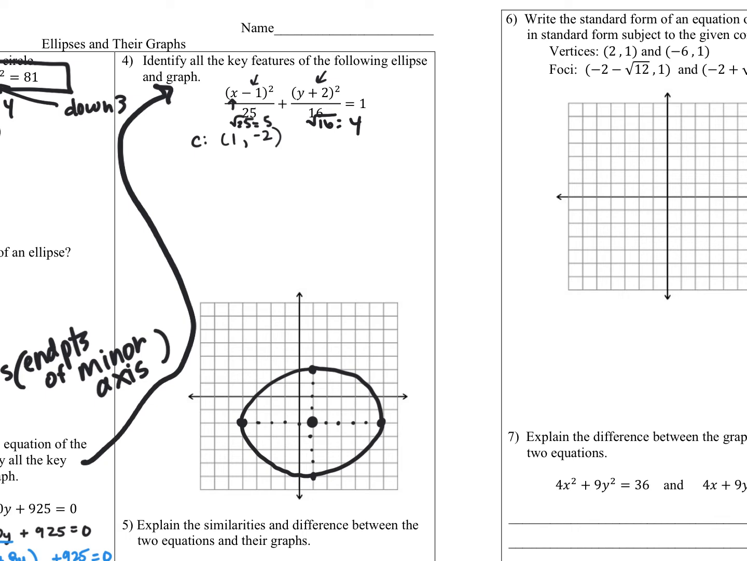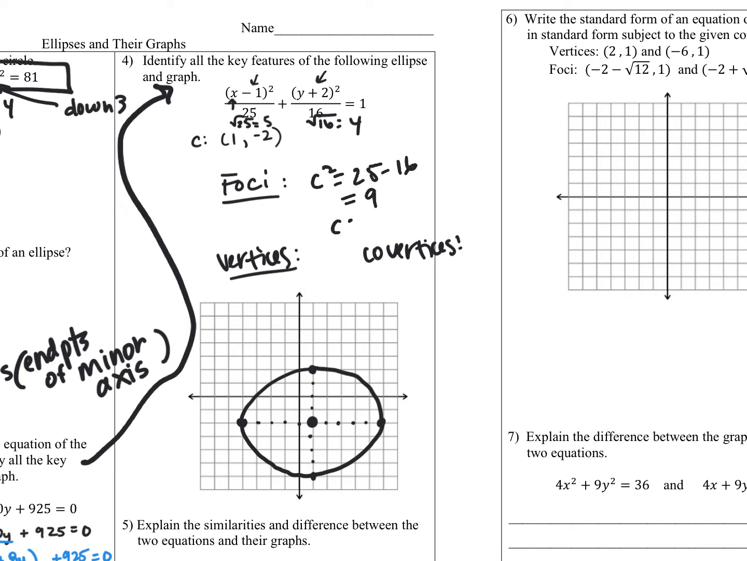So the only thing that I don't have on there is my foci. And let's see, identify all the key features. And I guess I could write the actual coordinates for the vertices and the co-vertices. So remember to find the foci, we're going to subtract our a squared and b squared. So c squared equals 25 minus 16, which equals 9. So c will be 3.